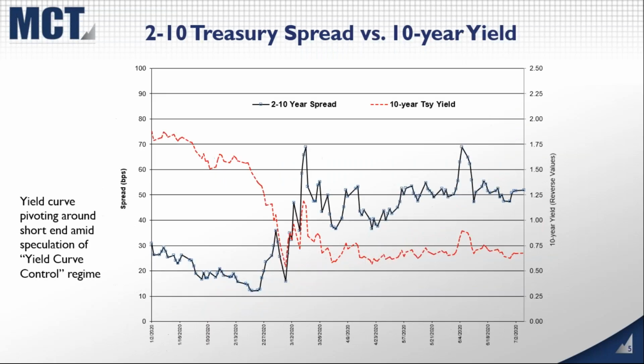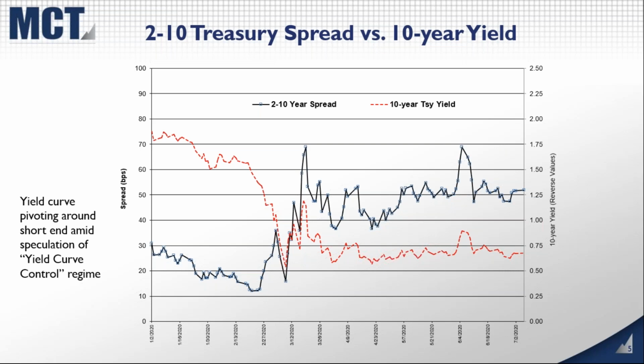You can see that from this graph, which shows the dark line is the 2-10-year spread, and the red line is the 10-year Treasury yield. You can see that starting in February, when all of the coronavirus concerns started to hit the market, the shape of the curve and the movement of the 10-year are very highly correlated, which implies and highlights the fact that the curve is really being driven by the long end, and the short end is really pegged in place by Fed policy.